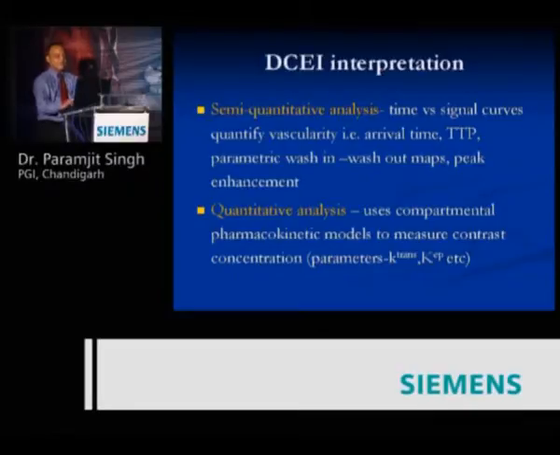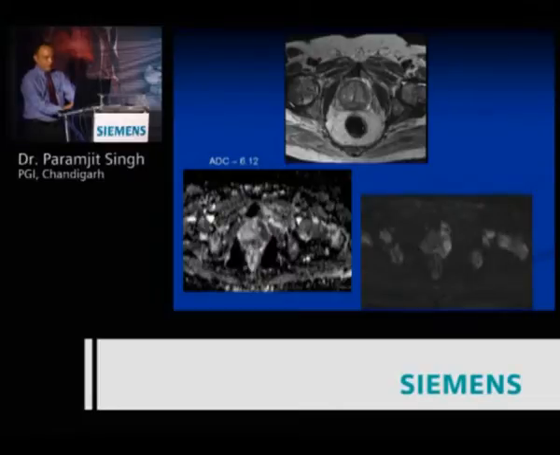And on the other hand, one can go for more complex quantitative analysis, which uses compartmental pharmacokinetic mathematical models to measure contrast concentrations like K-trans and KEP, etc. I think Mr. Rajesh will be talking about this in the subsequent lecture.